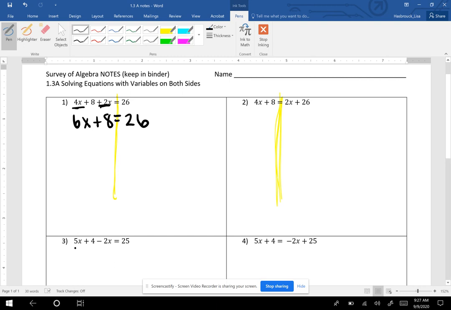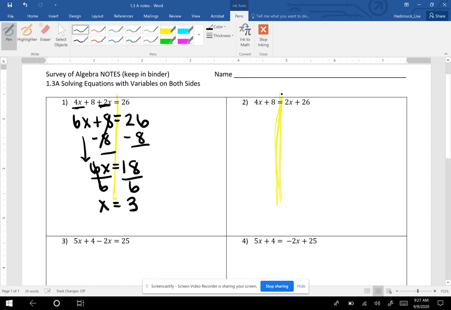Now it's like previous sections of solving. I'm going to begin by subtracting the 8 from each side. 6x comes down. Those 8's cancel out. 26 minus 8 is 18. And now, since it's 6 times x, to get rid of that 6, we divide both sides by it. x is now alone, and it's equal to 3. Now, let's look at how it's different if the x's are on opposite sides.